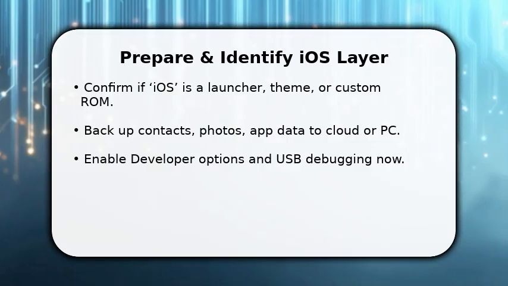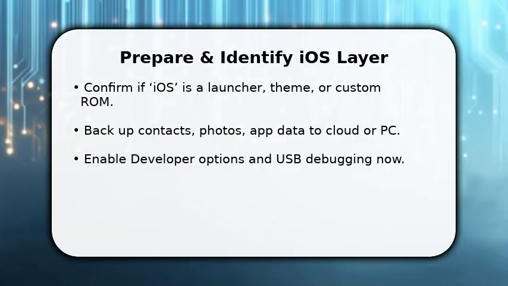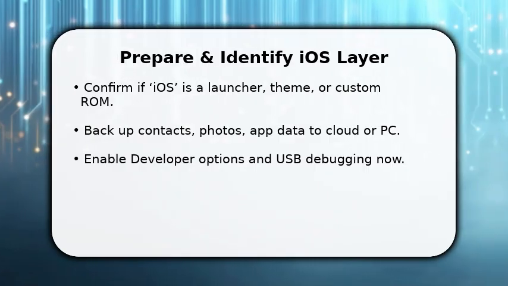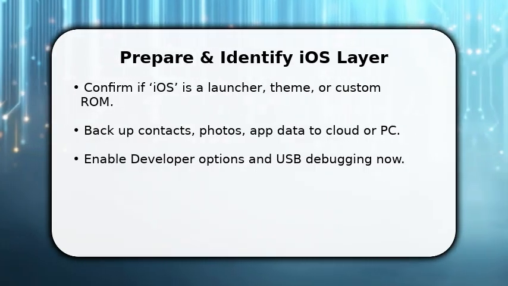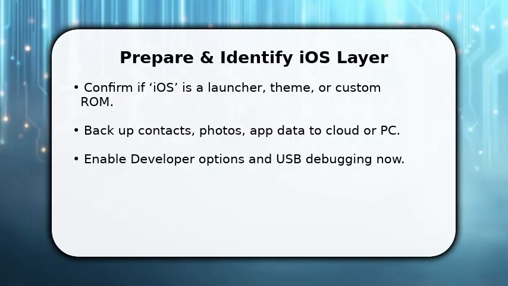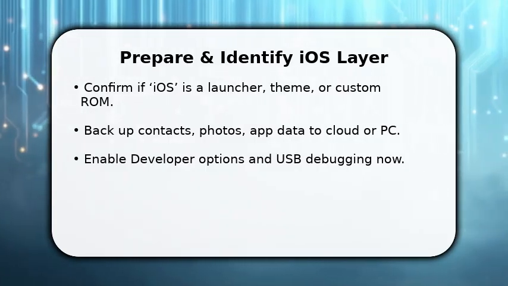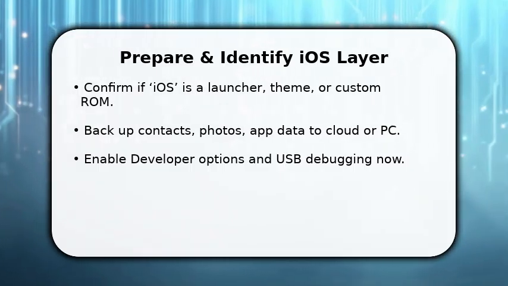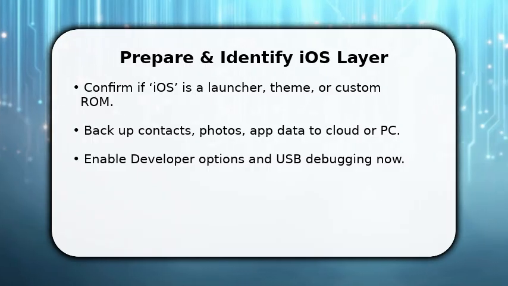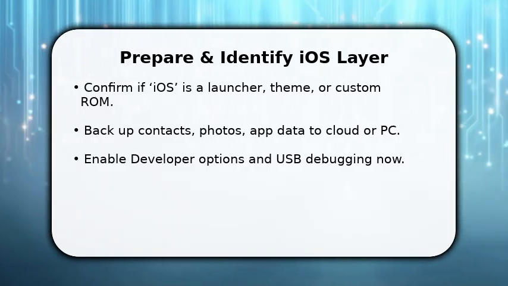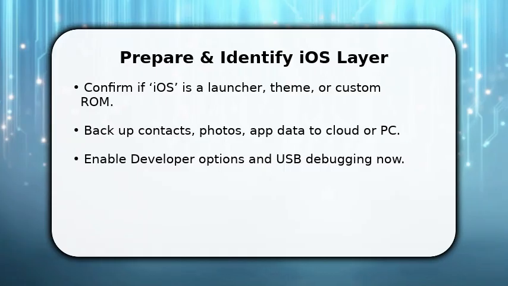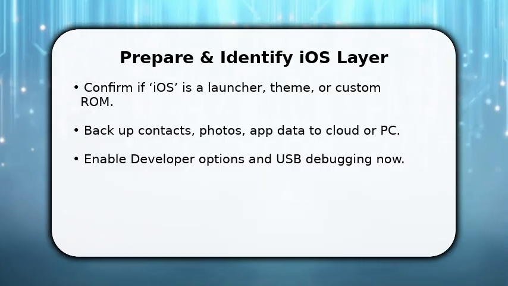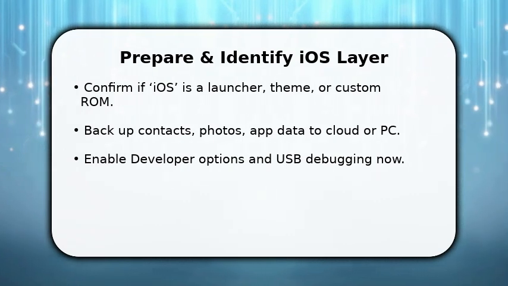You start by identifying what you actually installed: an iOS-style launcher, a theme pack, or a custom ROM. Once done, back up your data to cloud or PC so nothing is lost. This is essential before any uninstall or flash. Then enable developer options and turn on USB debugging so your computer tools can communicate with the phone. These steps let you proceed safely and determine whether a simple uninstall or a full firmware reflash is required.